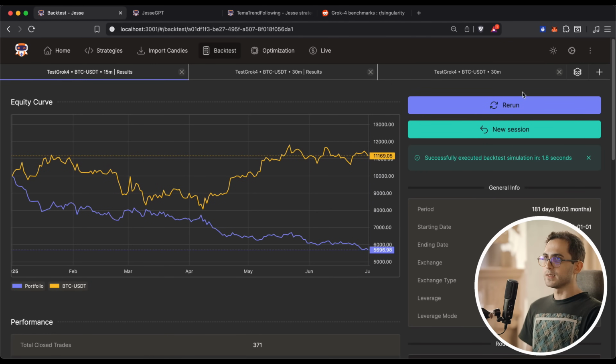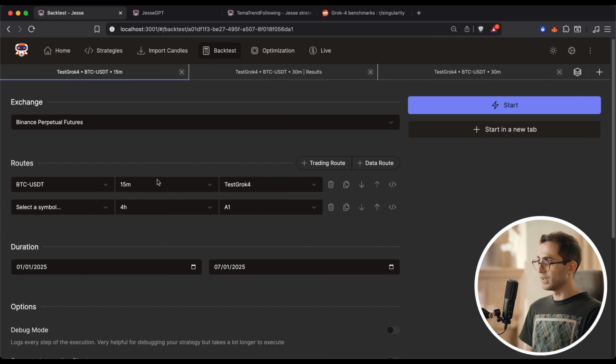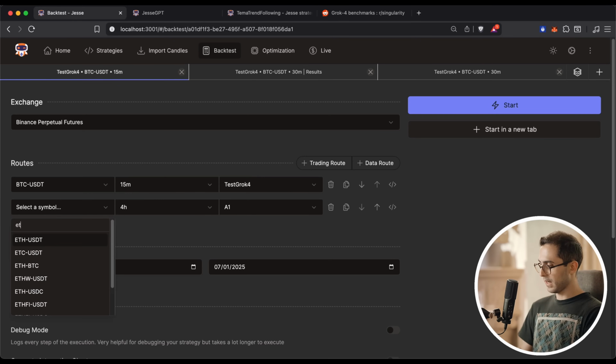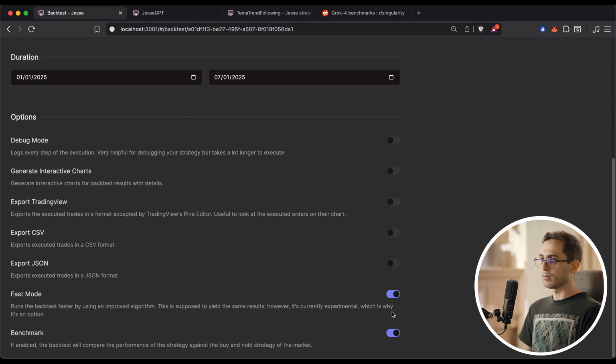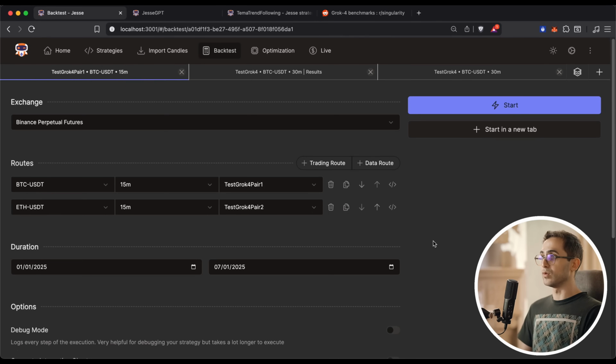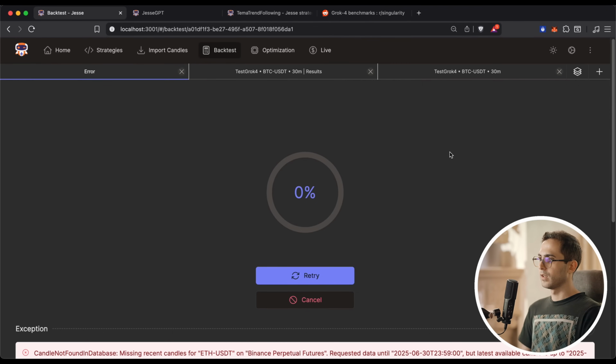So let's go to the backtesting page, and now I'm gonna define 2 trading routes. The first one for BTC and the second for ETH/USDT. The time frame is 15 minutes. Test Grok pair 1 and test Grok pair 2. And I'm gonna disable the fast mode because it doesn't work for strategies that use multiple trading routes like this one. And let's start it.